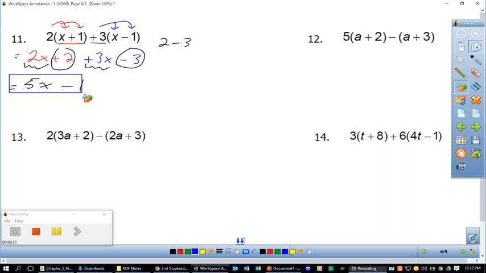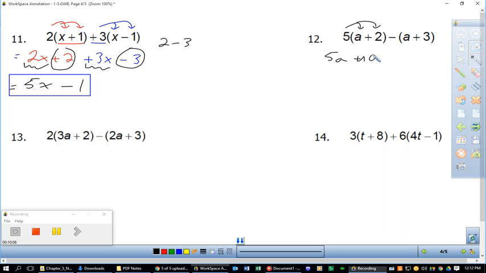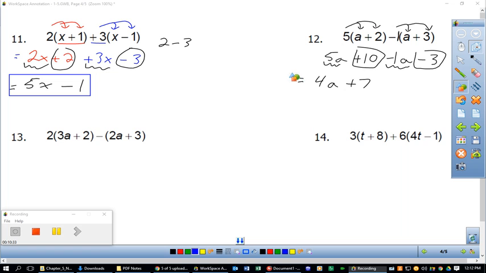All right, number 12, we'll distribute 5 to A, so 5A, 5 to 2, that's plus 10. Okay, distribute a minus 1 here, it should be minus 1A, minus 3. Like terms, we have 5A minus 1A, that's 4A, plus 10 minus 3, that's plus 7. So 4A plus 7 should be our final answer with 12.